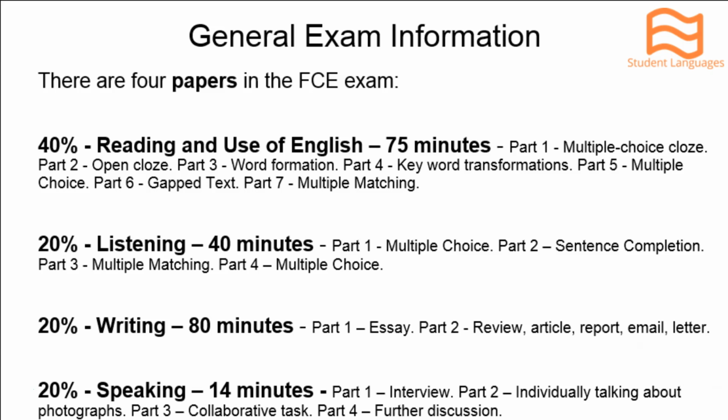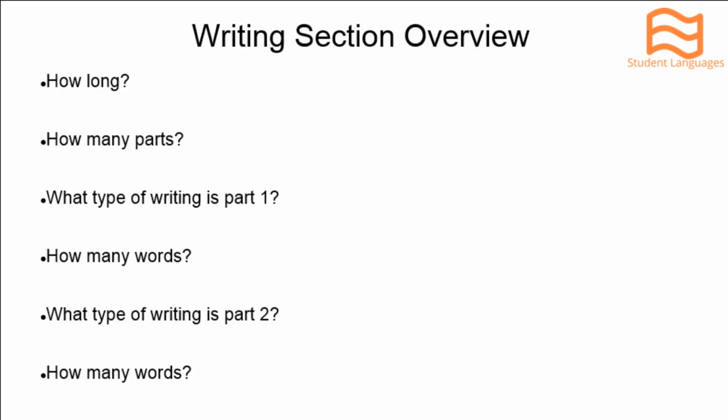And as you can see here, the writing paper is 1/5 of the overall marks. That's 20% of the overall marks for the exam. And it lasts for 1 hour and 20 minutes. So, how long is the writing paper? As I said, it's 1 hour and 20 minutes or 80 minutes long. There are 2 different parts. You need to do 2 different writings.